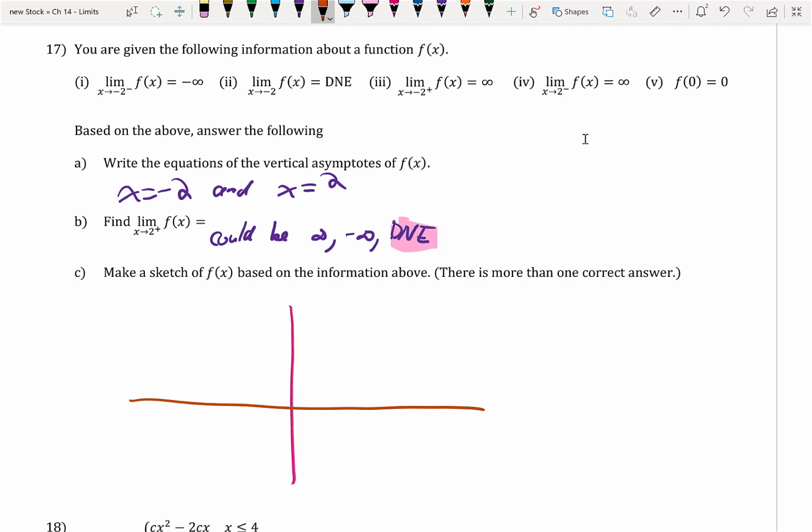Start with the thing you know for sure that everyone has to have. Roman numeral 5. F of 0 is 0. Drew, where am I putting the point? Putting it at the origin. And then we said we have vertical asymptotes at x equals -2 and x equals +2. And as I approach 2 from the right, I get a positive infinity, and 2 from the left, I get a positive infinity.